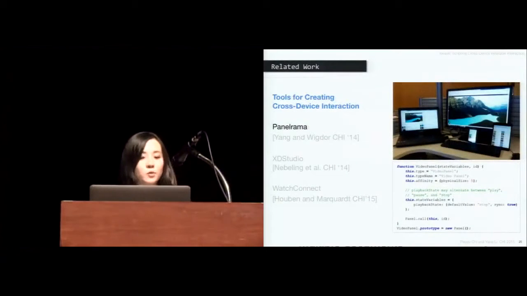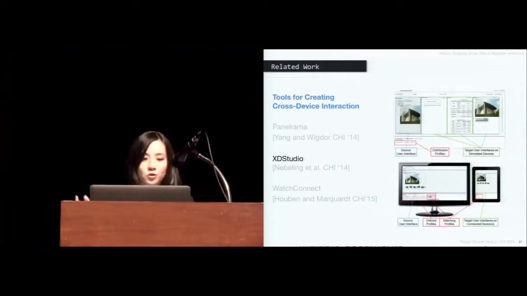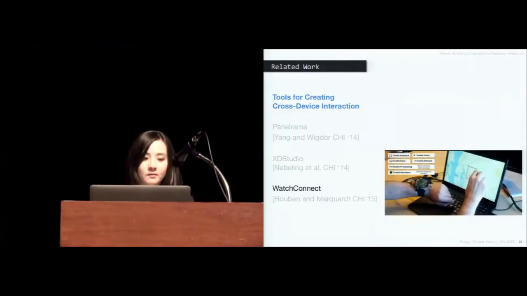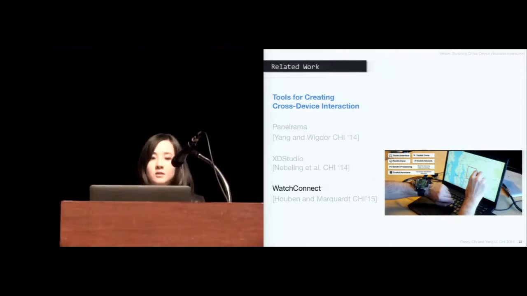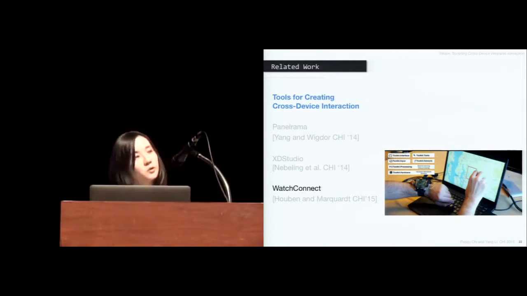Previous work has proposed several toolkits for creating cross-device interactions. Panorama introduced mechanisms for automatically distributing a web UI across multiple displays based on the specific preferences of each UI element and the screen sizes. XD Studio provided a GUI builder for visually authoring a distributed UI. And this year at CHI, Watch Connect shows a toolkit for prototyping watch-centric cross-device applications. These systems provide tool support for distributing UI content or enabling novel manipulations.